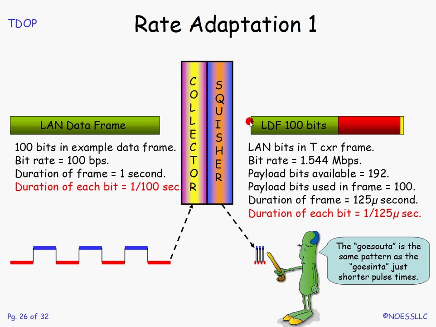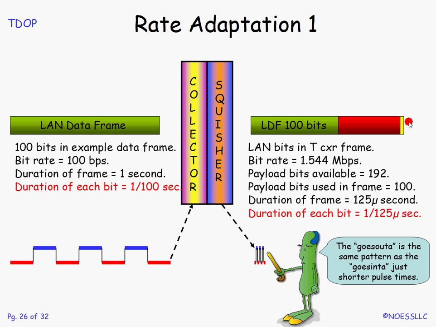and I've compressed this stuff down, this 100 bits, so that it fits inside of a T-type carrier frame in this example right here. Here's my start marker position. Here is my entire frame, right? Remember, the payload of this frame is 192 bits. It's 193 bits counting this one. But the payload's 192 bits. I want to use 100 bits of that 192 to transport this information. So the payload bits used in the frame are 100. These are the 100 payload bits. That is the LAN data frame.